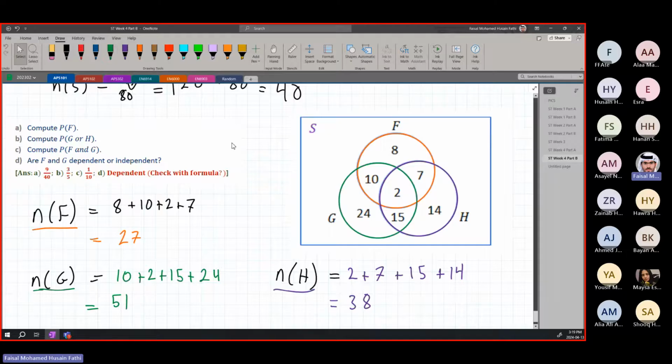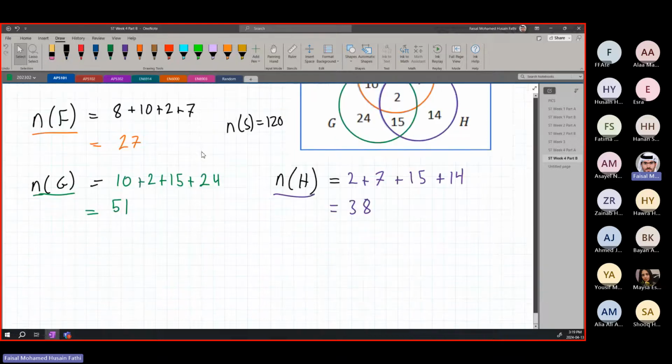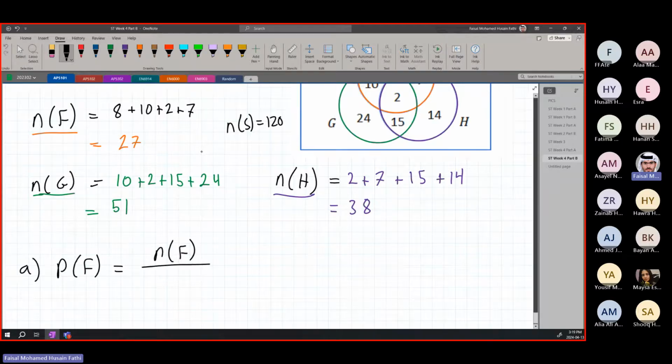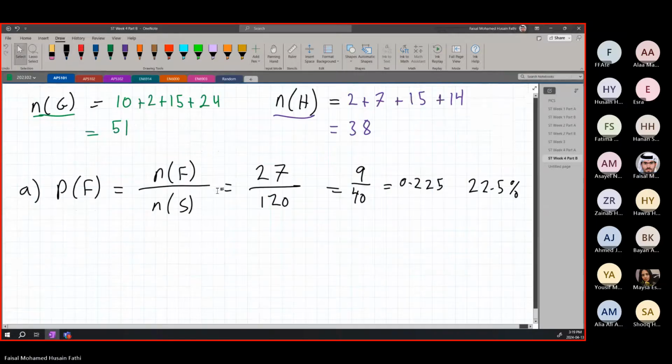Now we can start solving the question. No matter what the question is, we can solve it because we have all these values. So we can find the probability of F, the probability of G, and the probability of H. And we know that N of S is equal to 120, given in the question. Part A says compute P of F. So simple. A is asking for P of F, which is equal to N of F divided by the number of the sample space, which is 27 over 120. Simplify this, it's 9 over 40 or 0.225 or 22.5%. Okay, very straightforward.